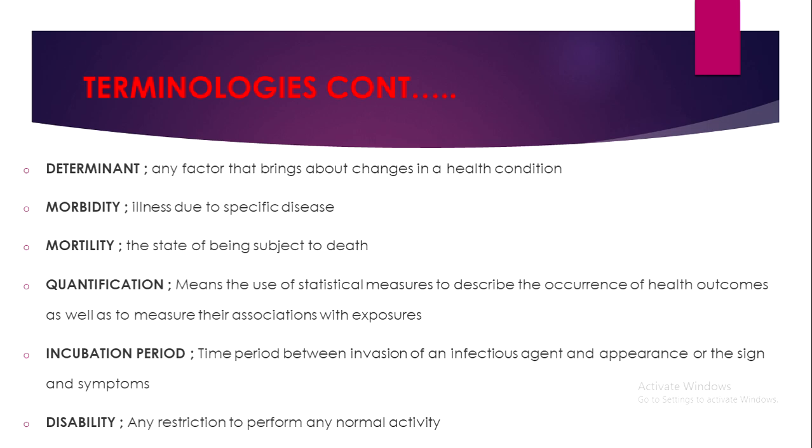Now, the other word is disability. Any restriction to perform any normal activity, we call it disability. For example, walking is a normal activity, but when you get a diabetic foot and you cannot walk, we say that this disability occurred because of the disease.